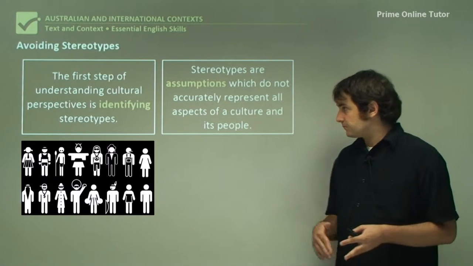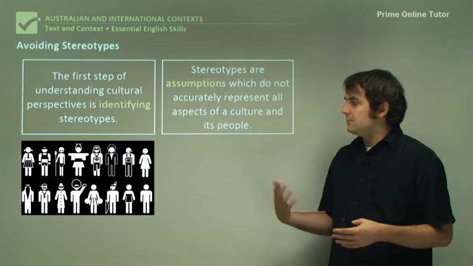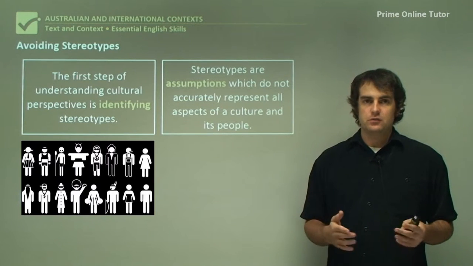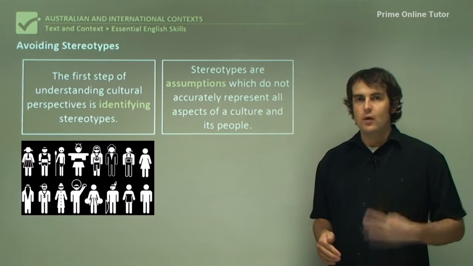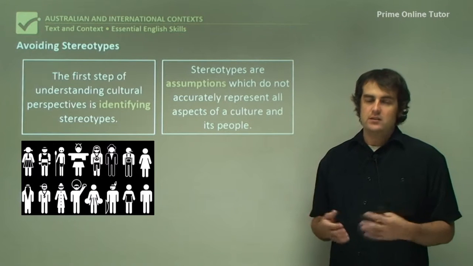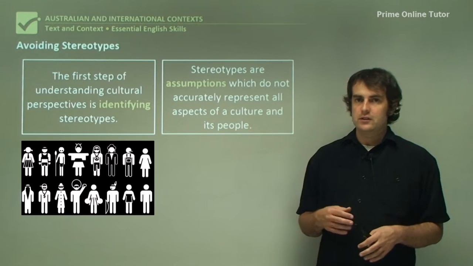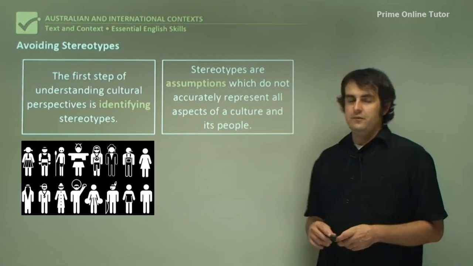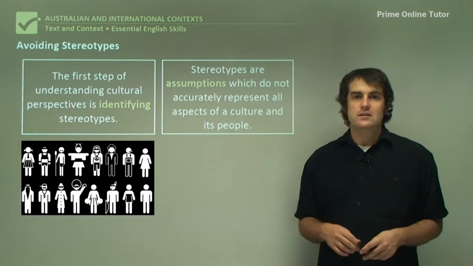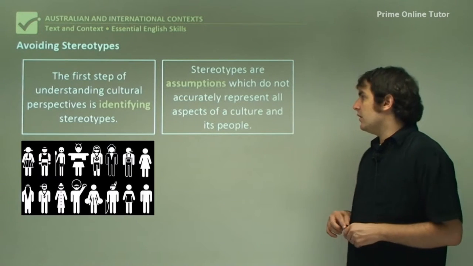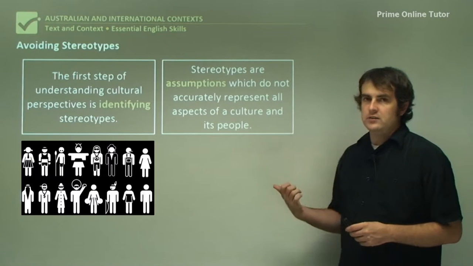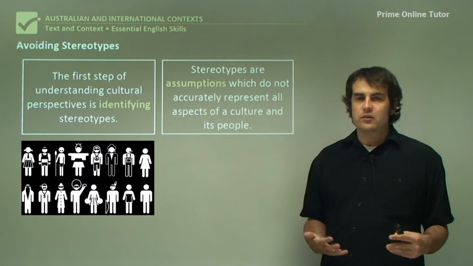So if you make that assumption about any other culture, you're doing the exact same thing that others do to us. And the reason why a lot of Australians may look a little bit dorky on the international stage is because people think that they are something else, which they're not. So you need to identify what those stereotypes are so you can avoid them straight away.